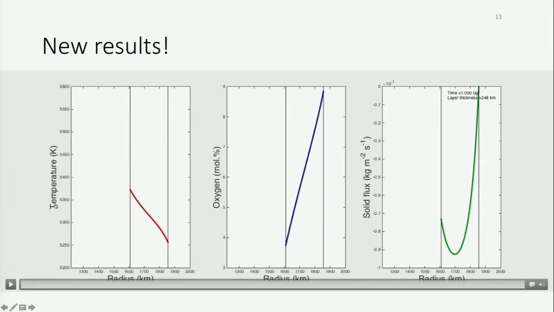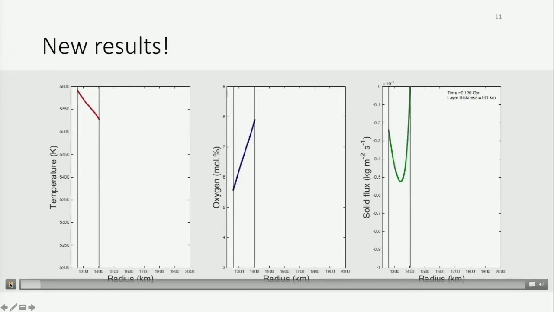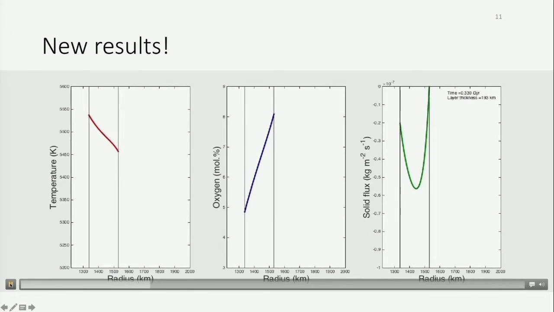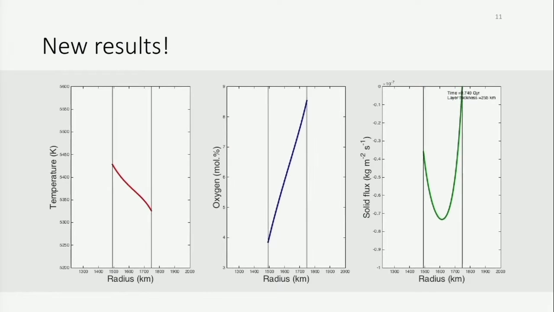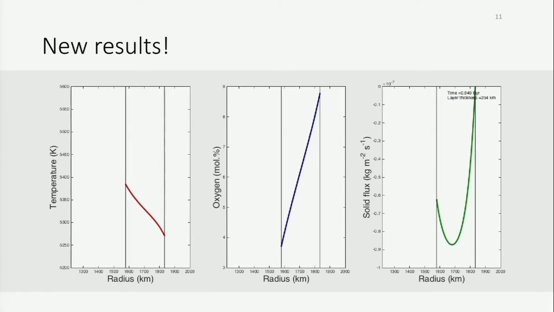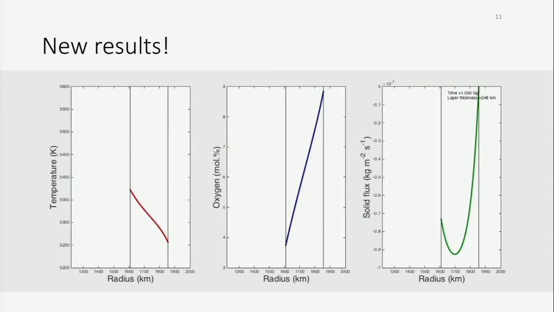And if I just play the video for you again, you can see how the layer thickness is going through an initial growth phase. And then at the very end, at about 800 million years, it starts to shrink slightly again. And you can see how the temperature was cooling over time as the core was cooling. And the oxygen concentration at the top is going to increase because of the reduction in volume of the outer core over time.